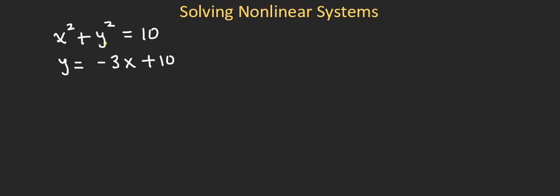Let's take a look at our last example. We got x squared plus y squared equals 10, and y equals negative 3x plus 10. If you remember, this is the equation of a circle. So we have a circle and a line. Let's see what happens. I'm going to use substitution. Your y is going to be the quantity negative 3x plus 10, squared, equals 10.